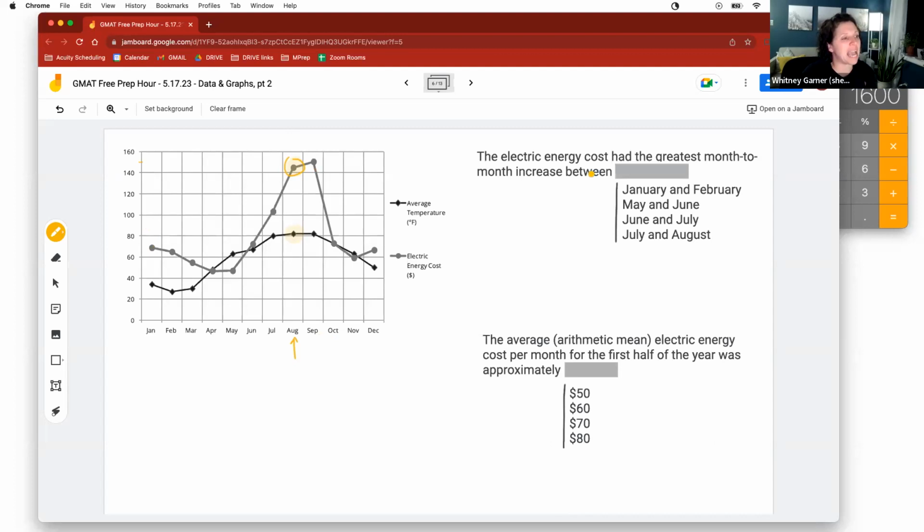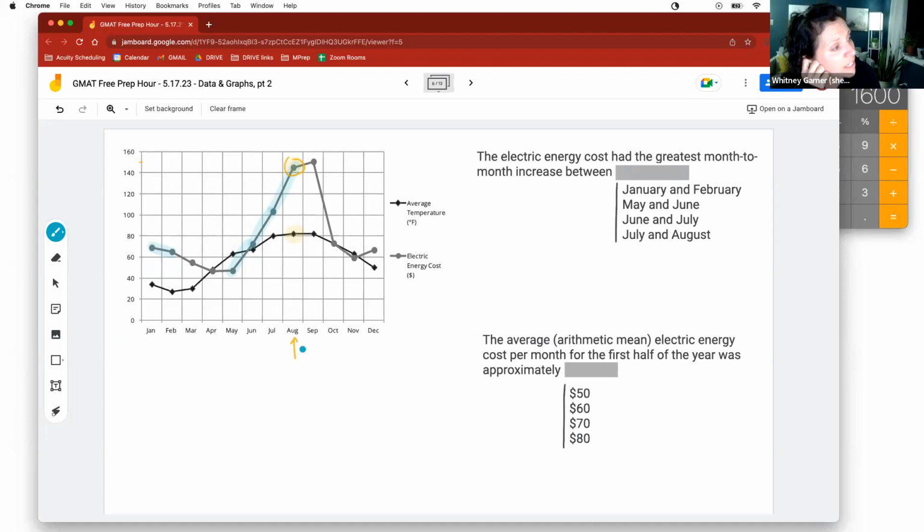So the electric energy cost had the greatest month-to-month increase, meaning from one month to the next, between, now don't go looking at every month, look at your answer choices. So from January to February, I want energy cost, that's the circles. From January to February, I didn't have an increase. I had a drop. Ooh, there might be more than one of these that gives me a drop. May to June, okay, that's definitely an increase. June to July, definitely an increase. July to, okay, those are all increases.